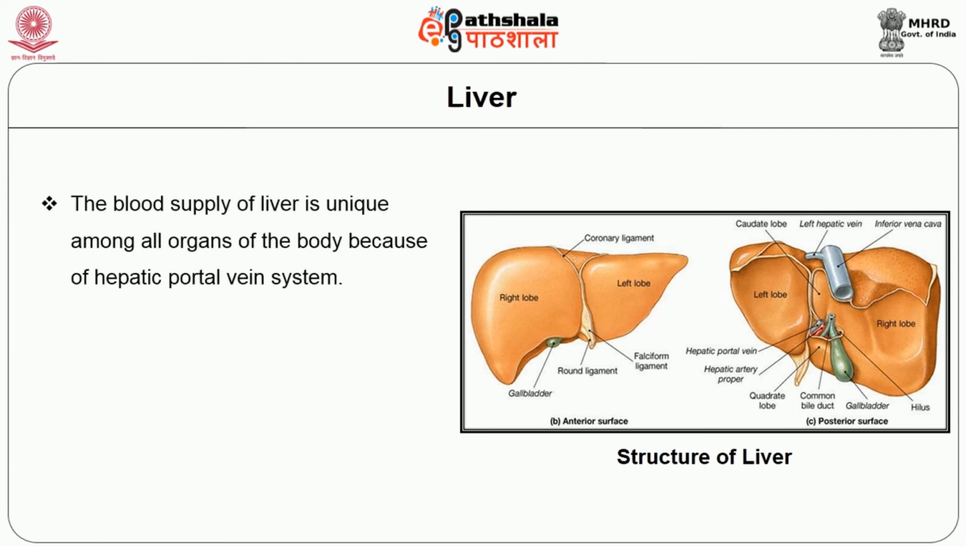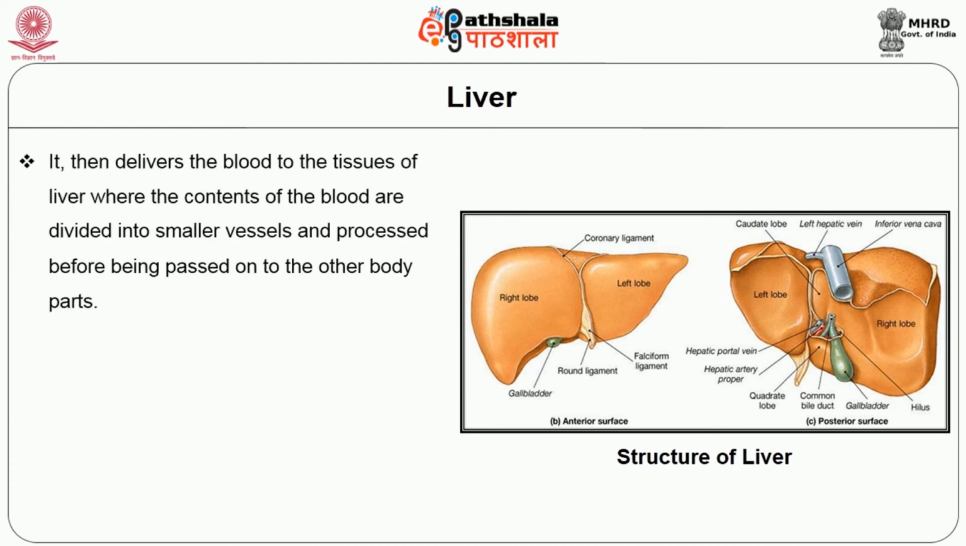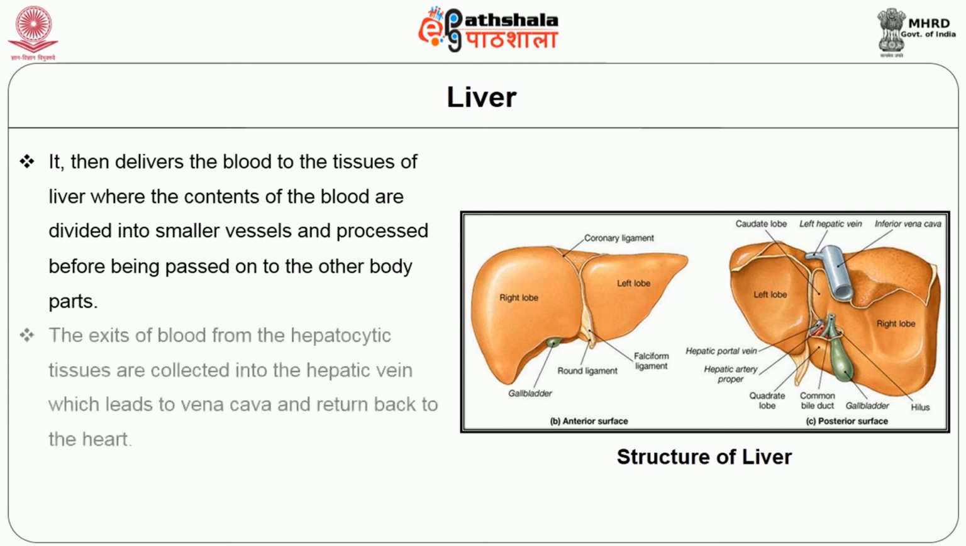The blood supply of liver is unique among all organs of the body because of hepatic portal vein system. Blood traveling to the spleen, stomach, pancreas, gallbladder and intestine passes through the capillaries of these organs and is collected into hepatic portal vein. It then delivers the blood to the tissues of liver where the contents of the blood are divided into smaller vessels and processed before being passed on to the other parts of the body. The exit of blood from the hepatocytic tissues is collected into the hepatic vein which leads to vena cava and is returned back to the heart.